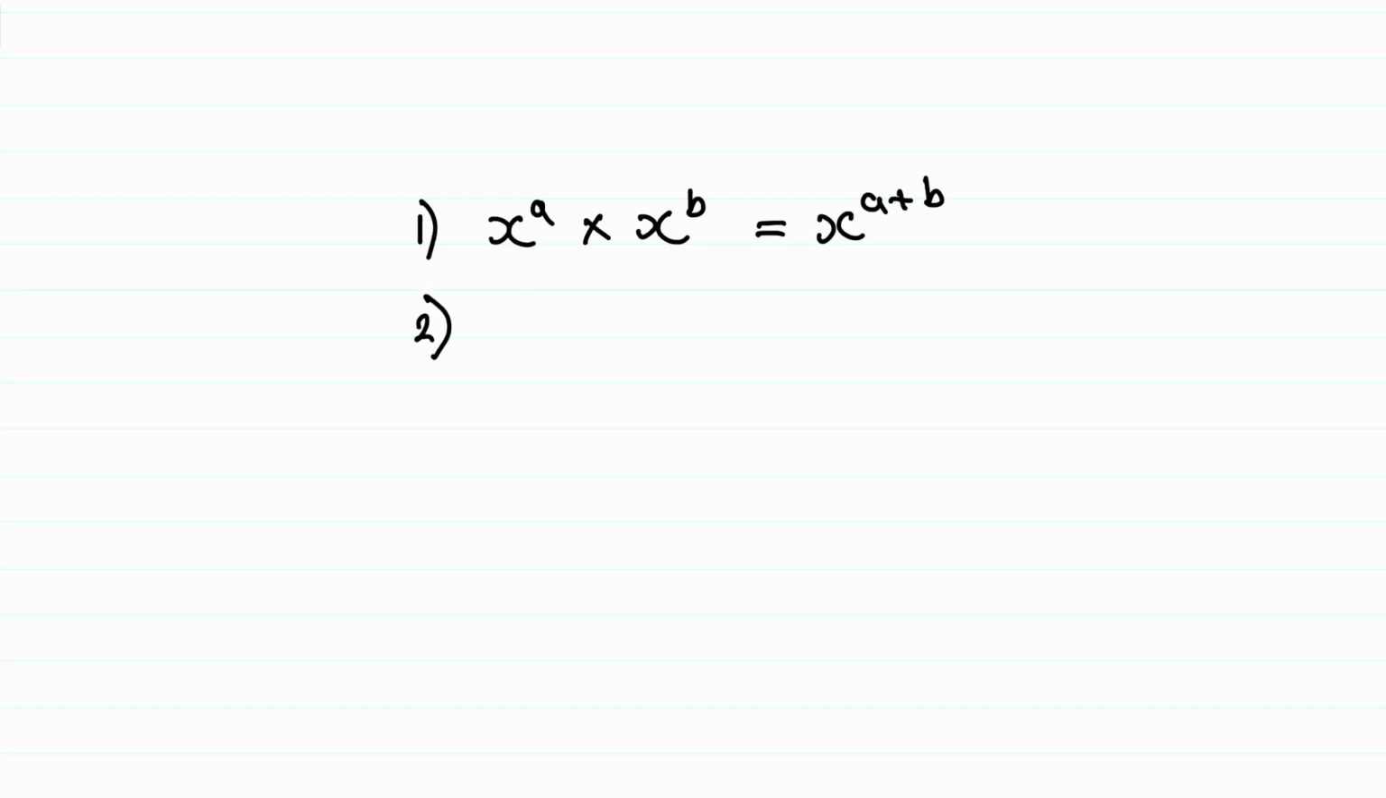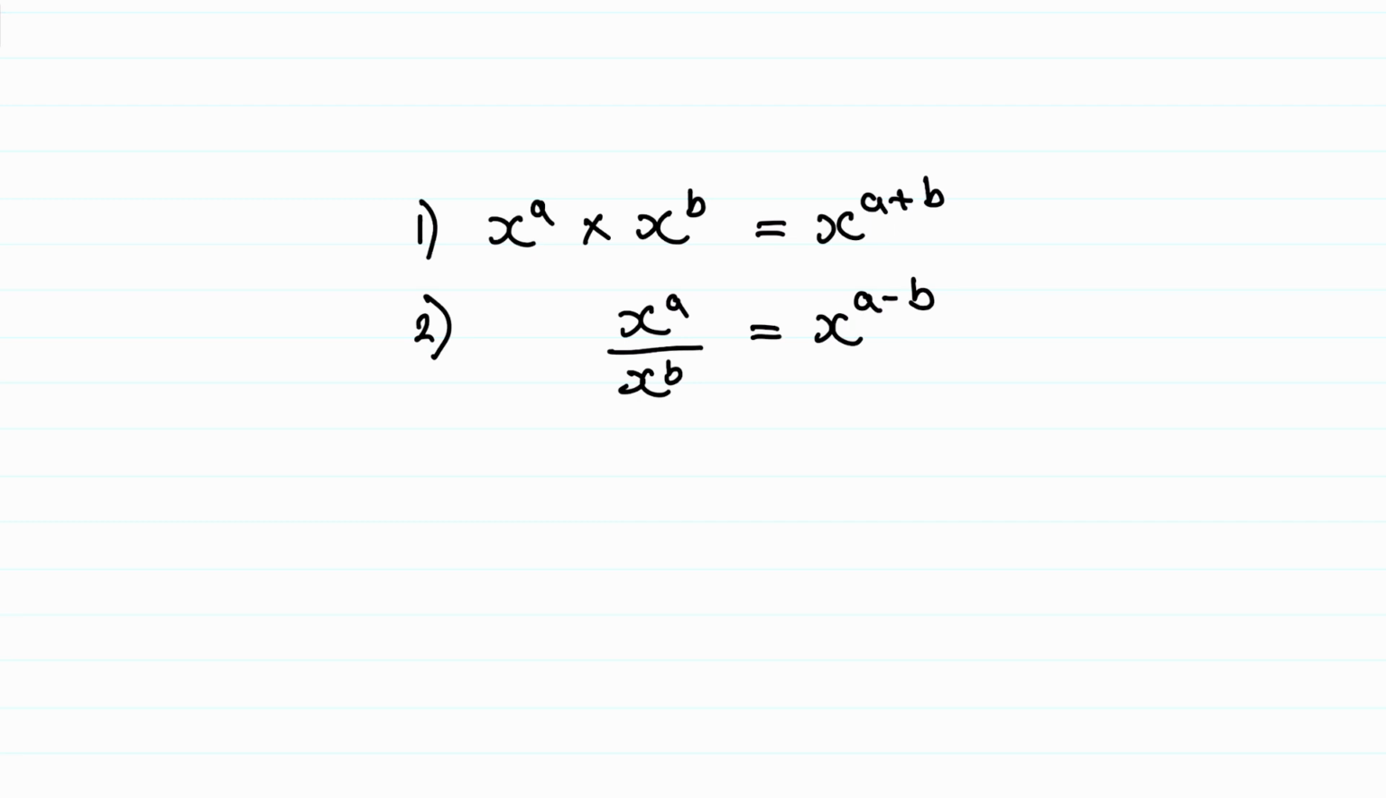We can apply a similar rule, of course, if we're dividing. So if we had x to the a divided by x to the b, instead of adding them together, what we can do is take the power of the denominator from the power of the numerator. So we'd get x to the a minus b.